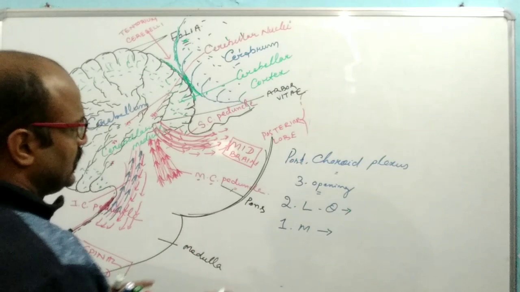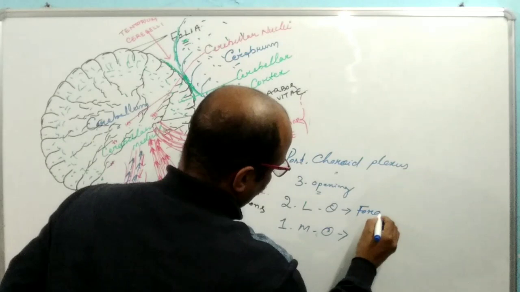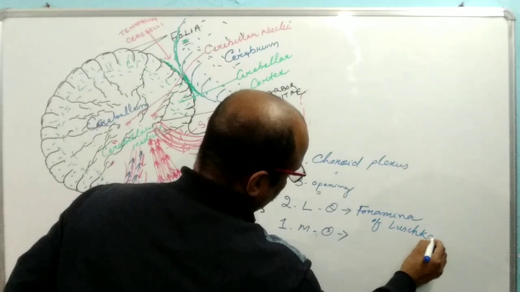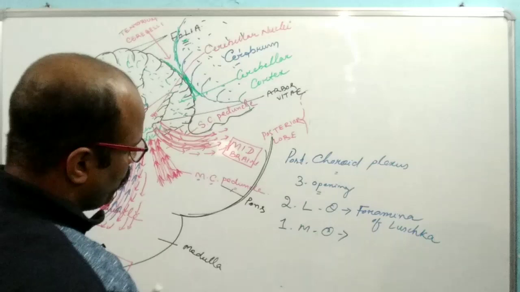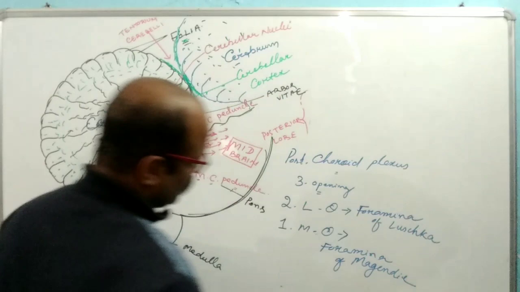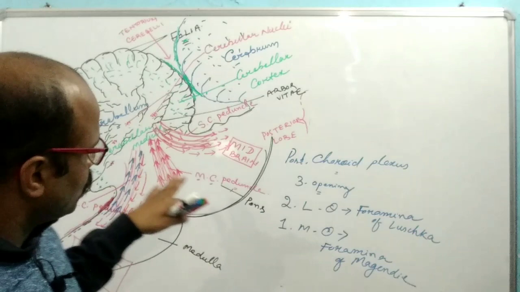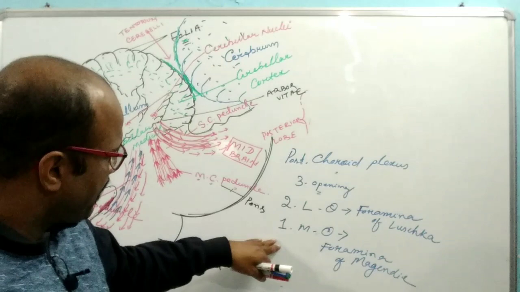The two lateral openings are known as the foramina of Luschka, and the one median opening is known as the foramen of Magendie. So the roof of the medulla oblongata contains the posterior choroid plexus, and there are three openings: two lateral openings known as the foramina of Luschka, and the one median opening known as the foramen of Magendie.